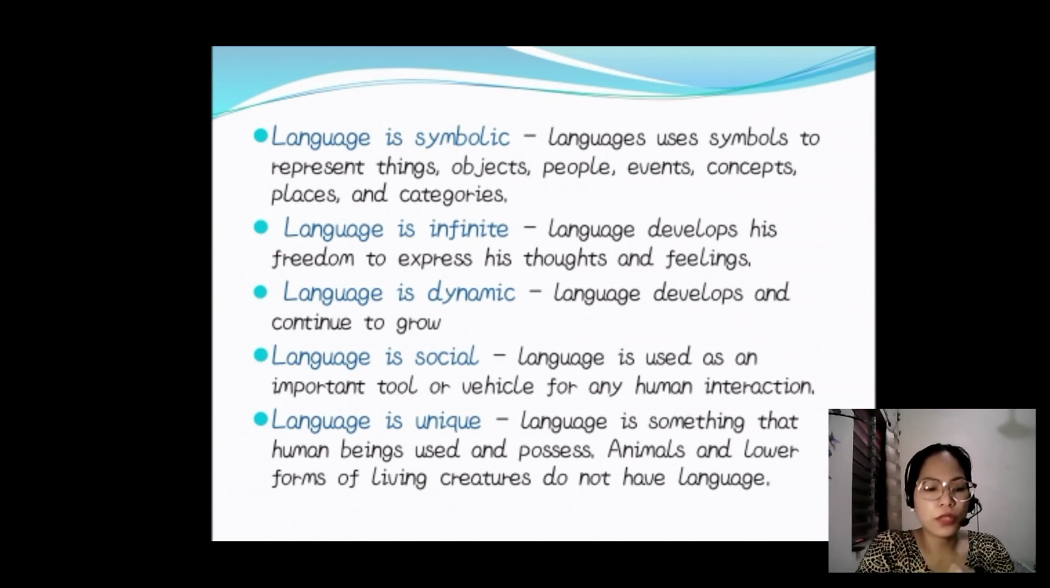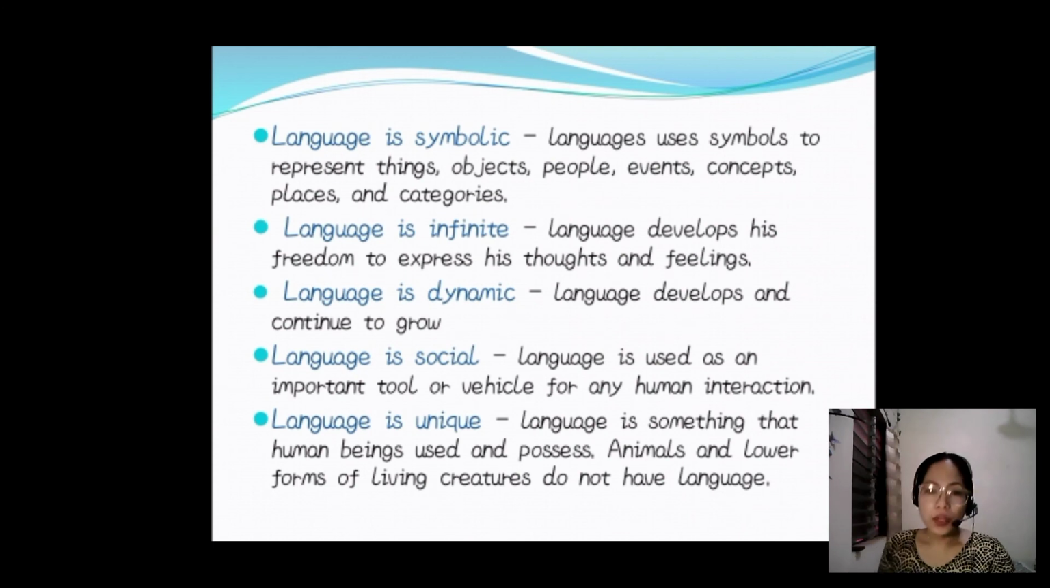Next is language is social. Language is an important tool or vehicle for any human interaction. For example, I'm going to talk about the English language. We have been using it to interact with foreign people, online, or the foreign tourists coming into our country. We use English to communicate with them, right? So language is social. We are being social in the way we use English to communicate with them.